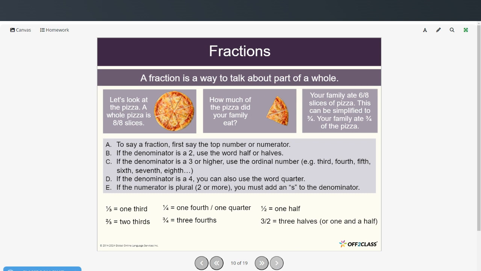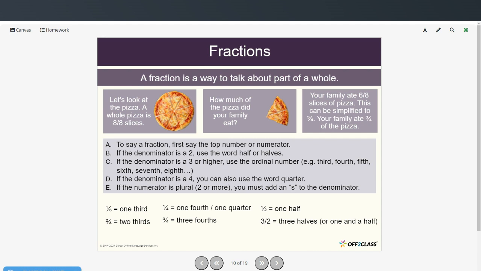Now, a fraction is a way to talk about part of a whole. So let's look at the pizza. A whole pizza has 8 slices. So how much of the pizza did the family eat? Well, there's only a fourth of it left, so they ate 3/4.